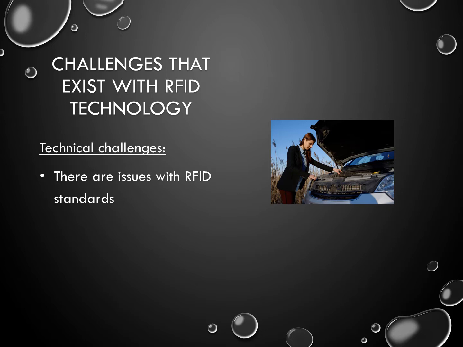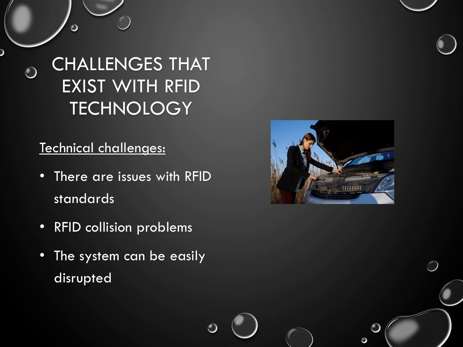Like that's a challenge. And then also the RFID reader collision. This happens when the signal from two or more devices or readers overlap and the tag response to query can be interrupted. And then the next challenge is the system can be easily disrupted. They're relatively easy to jam due to the electromagnetic spectrum, similar to how Wi-Fi or cell phone signal would drop or get interrupted.